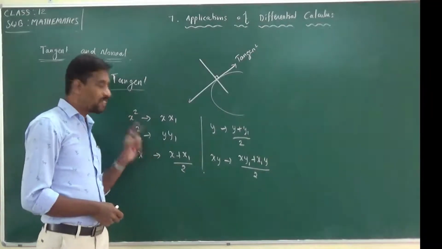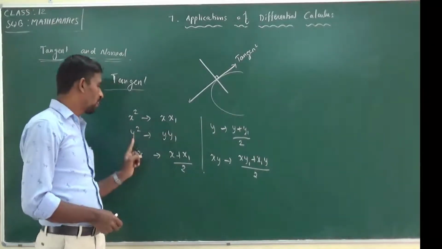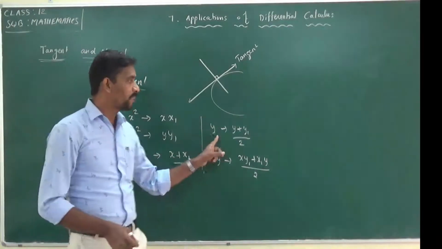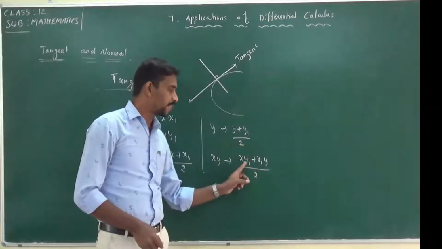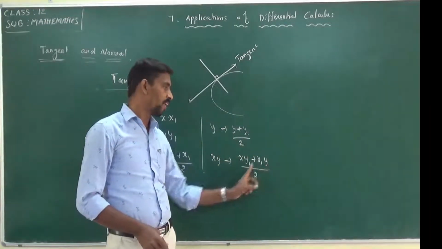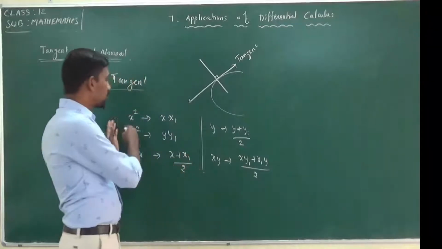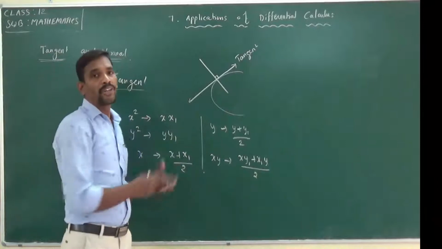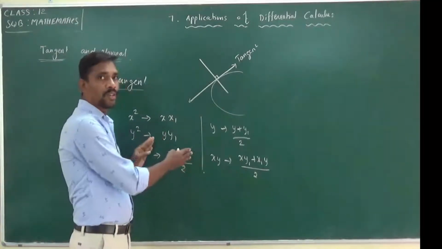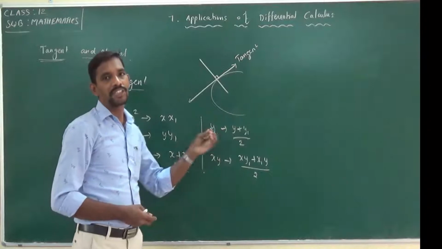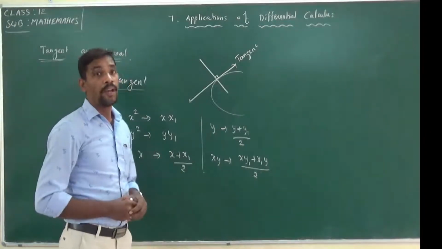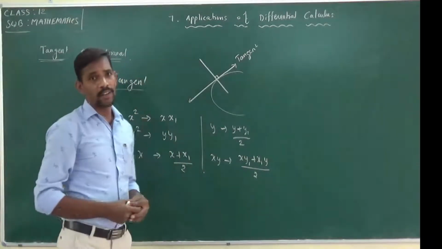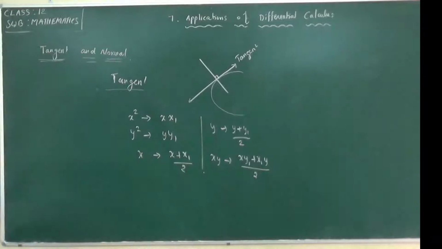Means we have to substitute x square as xx1, y square as yy1, x as x plus x1 divided by 2, y as y plus y1 divided by 2, and xy as xy1 plus x1y divided by 2. Here x1 comma y1 is nothing but the point of contact. By substituting this, we can easily find the equation of tangent for any curve. Now, the same method we are using in differential calculus.